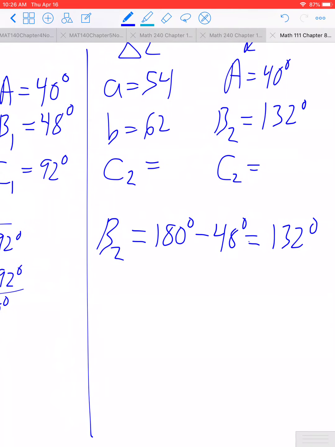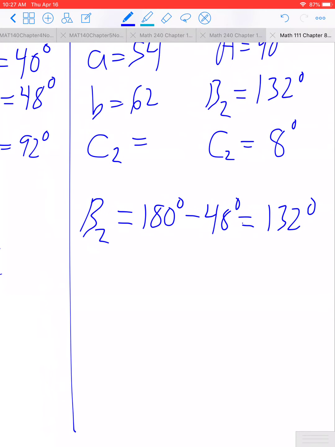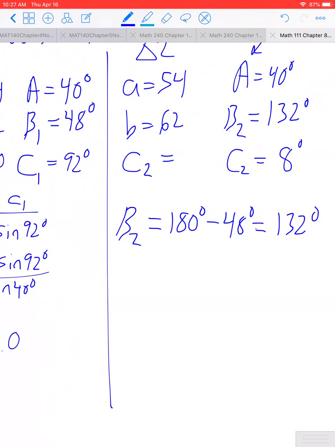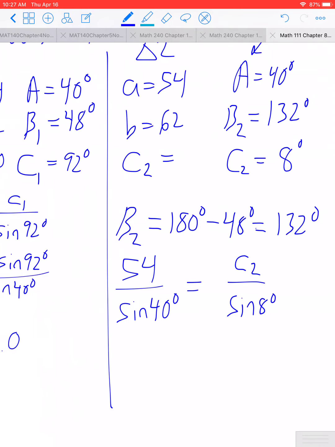Similarly, we can solve for triangle 2. We would do 180 minus the sum of 40 and 132. That would give us angle C2 as 8 degrees. To solve for side C2, set up a law of sines. 54 divided by the sine of 40 degrees would be equal to side C2 divided by the sine of 8 degrees.